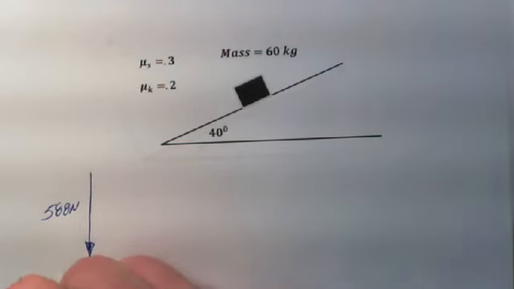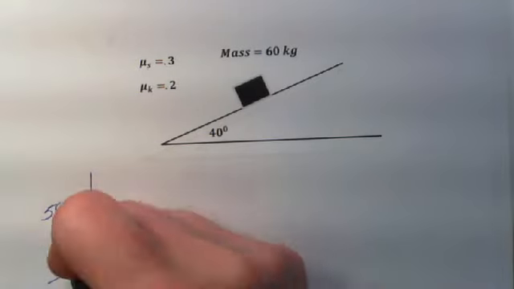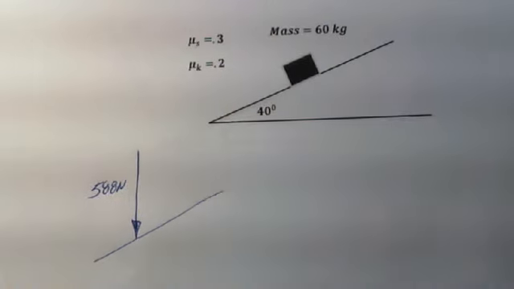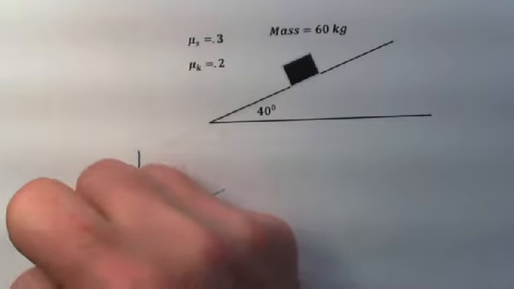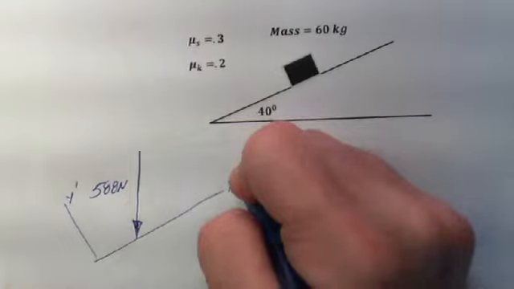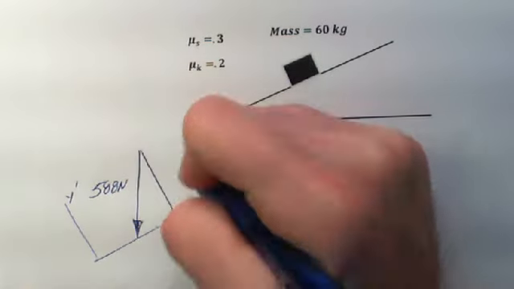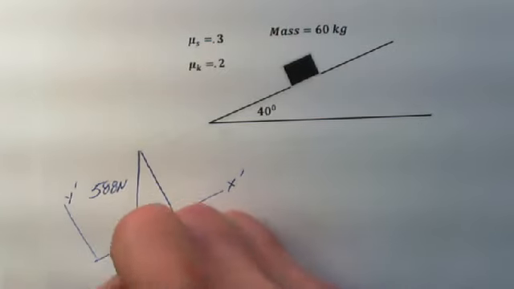What we're going to do now is always break this into the components. So we're going to create this as our axis system. We said this is y prime and this is x prime. So I'm going to come down here, and I'm going to draw this vector coming straight down.